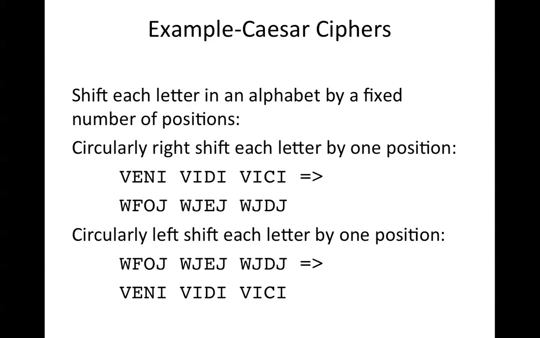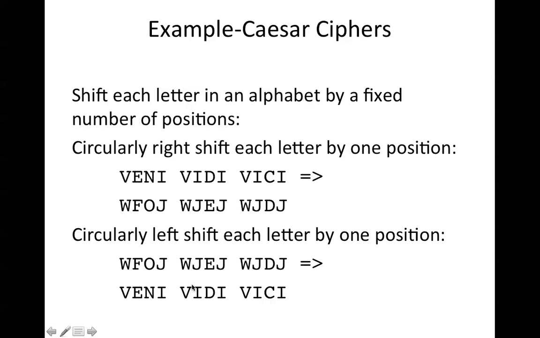So here we have an example. I guess it's a sentence that Caesar once spoke. Veni, vidi, vici is now, by way of a circular right shift, encrypted into this message. And of course, if we knew that that's what happened, that is to say, by right shifting each of these letters by one position in their English alphabet ordering, we get this particular message.